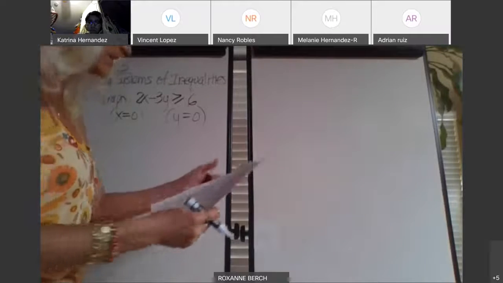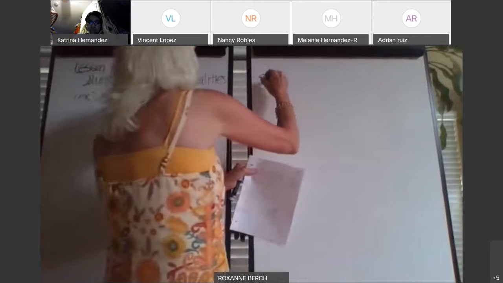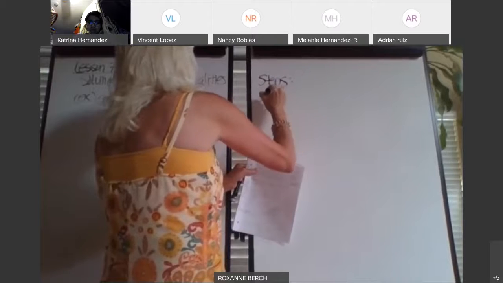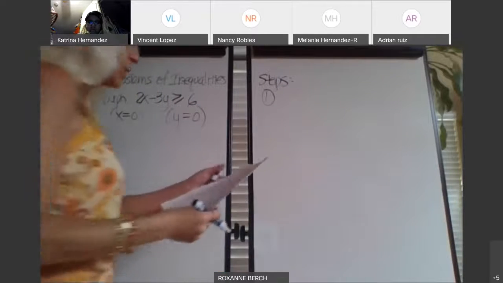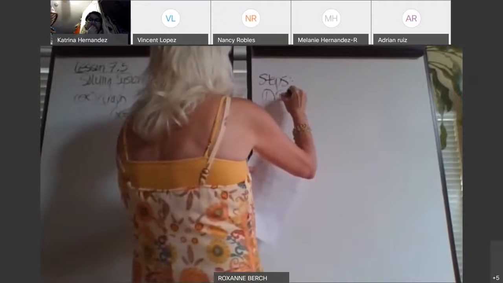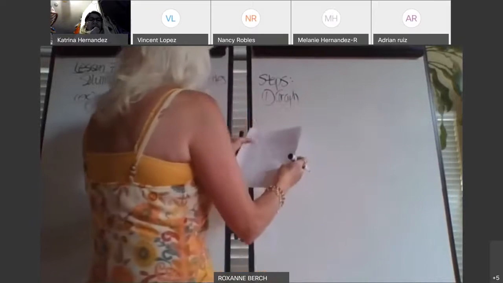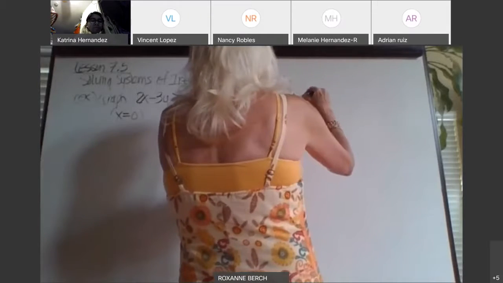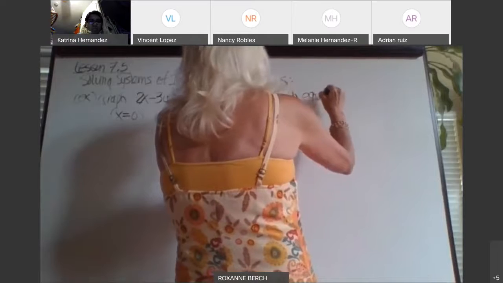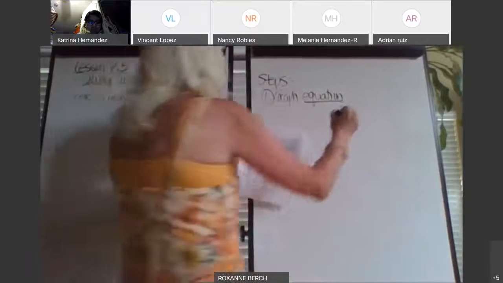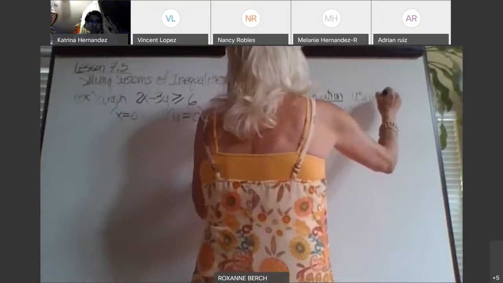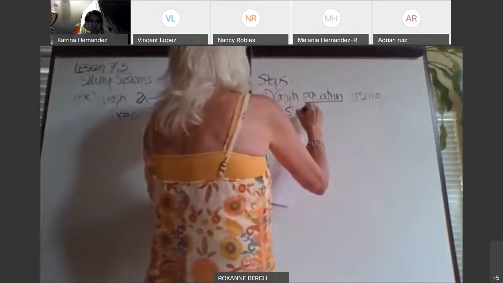Let me give you some steps here for graphing an inequality. First of all, you want to graph the equation, not the inequality. You want to graph an equation using slope-intercept form.